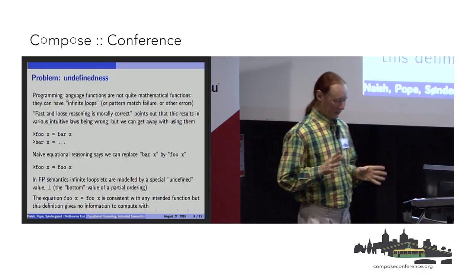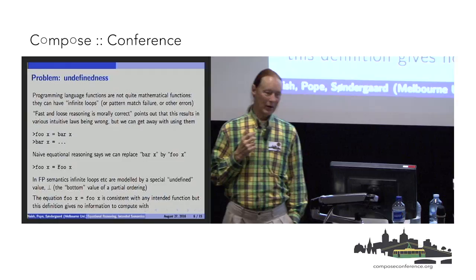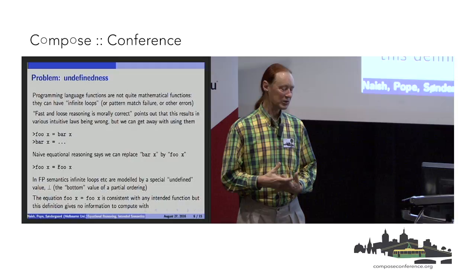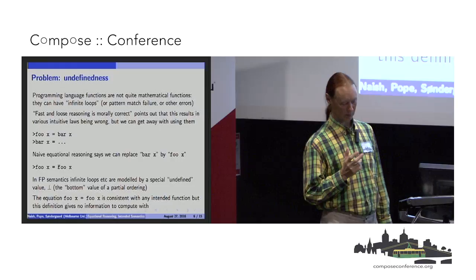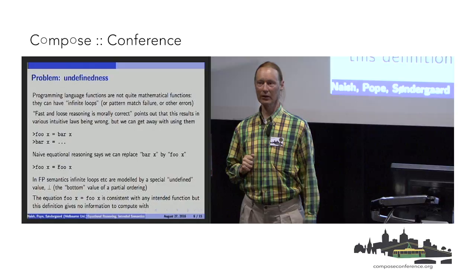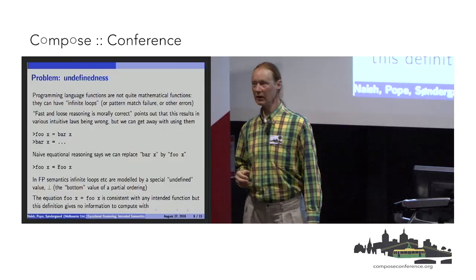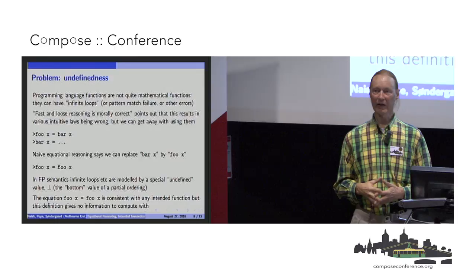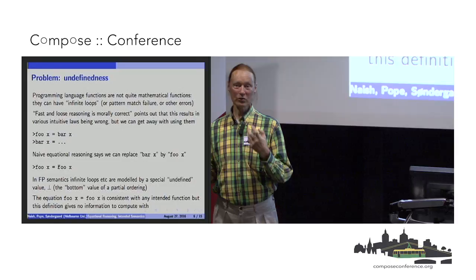Things start going a little bit wrong when you realize that the behavior of a function in a programming language isn't quite the same as the simple way that we might think about mathematical functions. So length I thought of as a function which took a list and produced an integer. But if you have a Haskell function which takes a list and produces an integer, it might loop, or it might get some pattern match failure or some sort of other error. So you can get these problems with this divergence between the nice, simple mathematical view and what actually happens when you start computing.